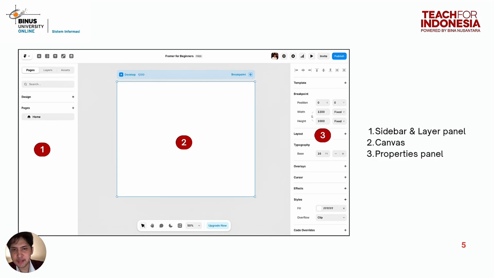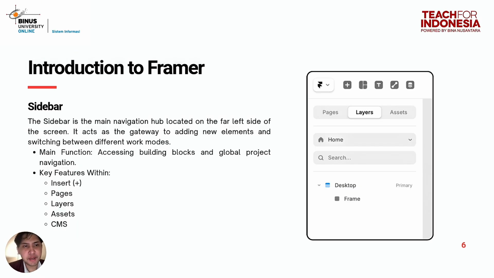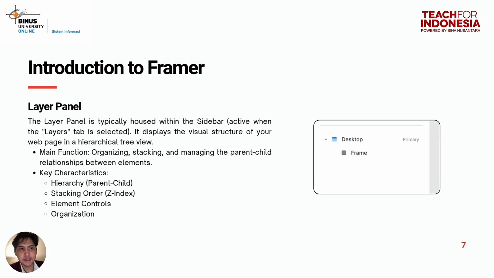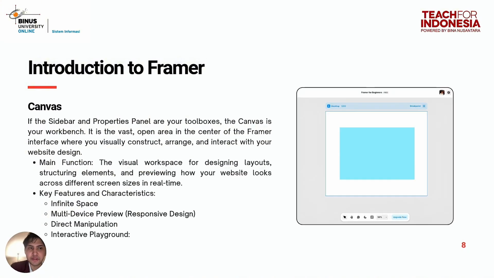This is the dashboard after you create a new project. Number one, there is a sidebar and layer panel. Number two, canvas, and number three, properties panel. Sidebar. The sidebar is the main navigation hub located on the far left side of the screen. The main function is accessing building blocks and global project navigation. Layer panel is typically housed within the sidebar. It's active when the layers tab is selected. The main functions are organizing, stacking, and managing the parent-child relationships between elements.